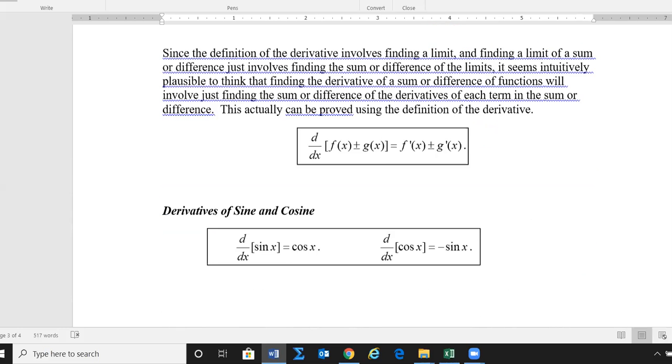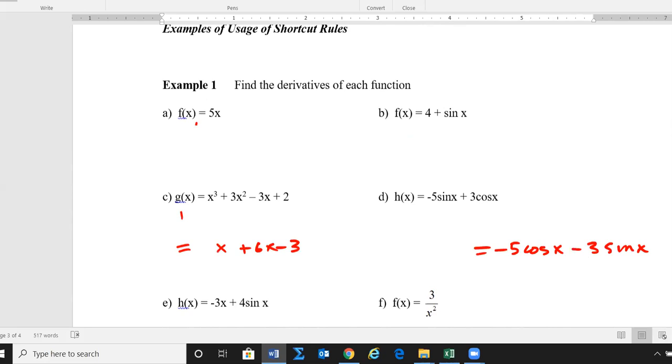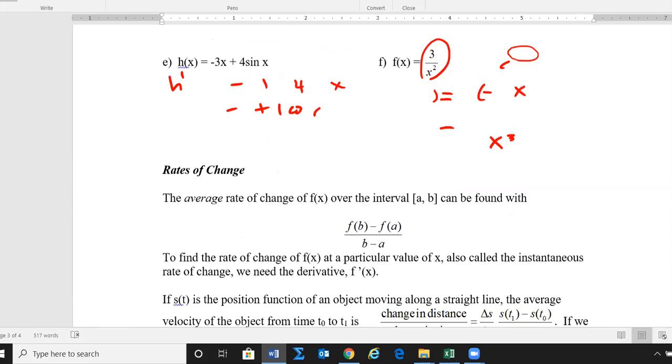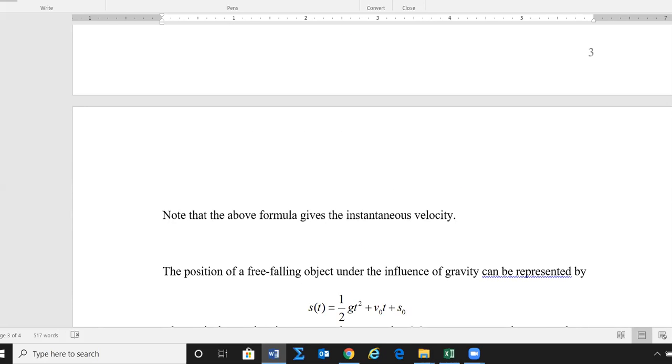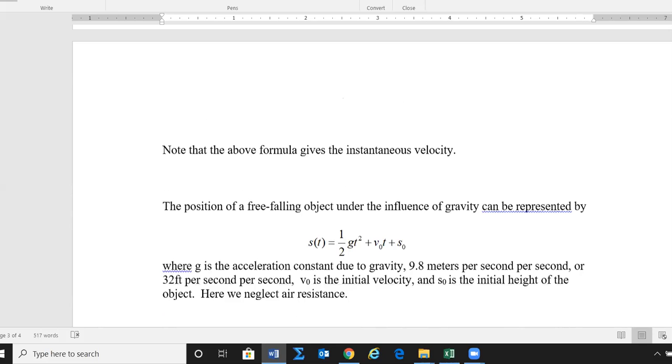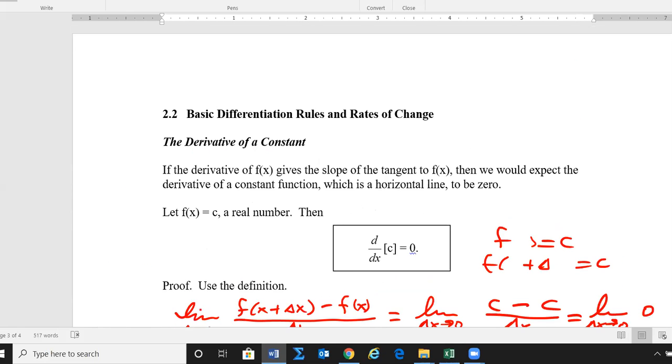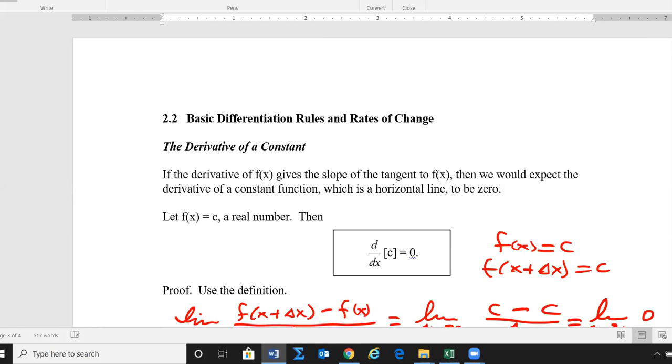Now we have another concept here, the average rate of change. I think we're going to include the rest of these problems in another video. So that's it for this one, look for the next video.